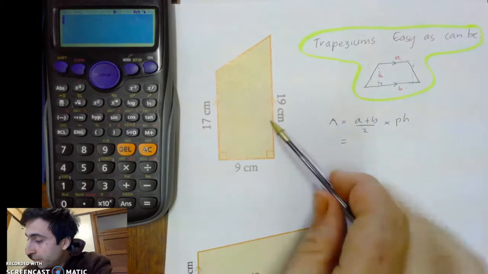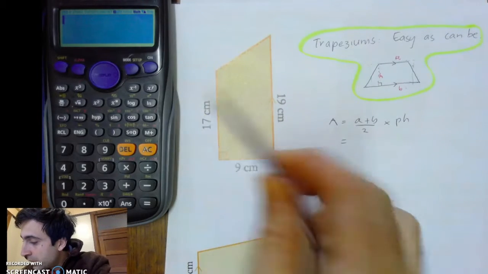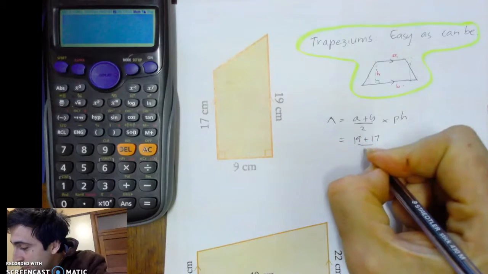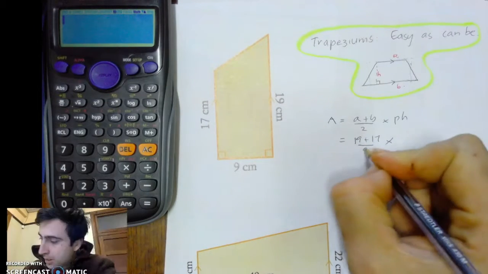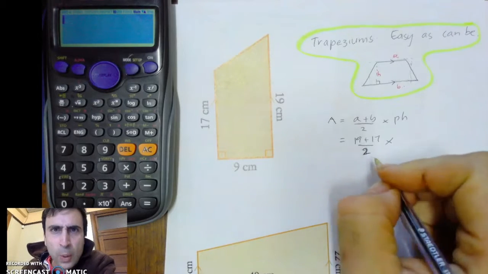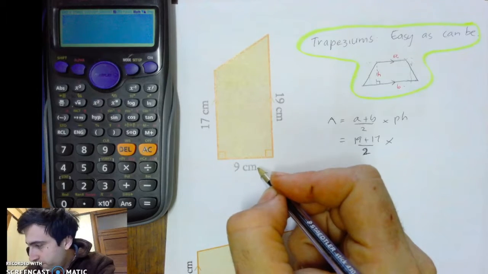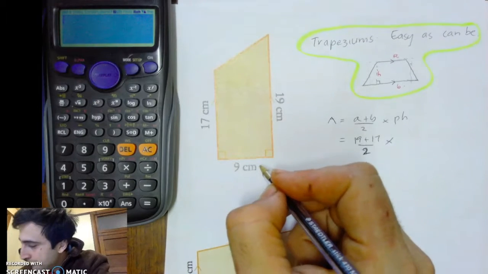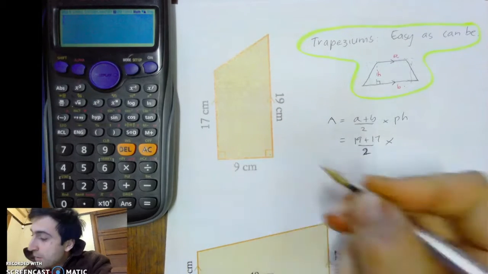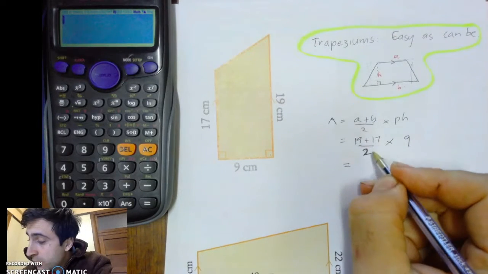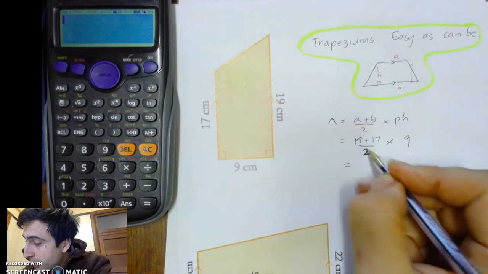Add them together. 19 plus 17 divided by 2, times by the perpendicular height. How do I find perpendicular height? Where's the right angle? Boom, boom, boom. So 19 plus 17 divided by 2. 19 plus 17 is 36 divided by 2. I'll put in the working out.